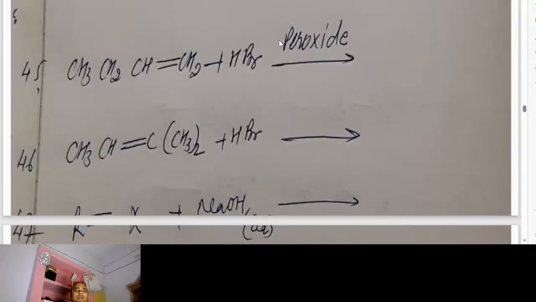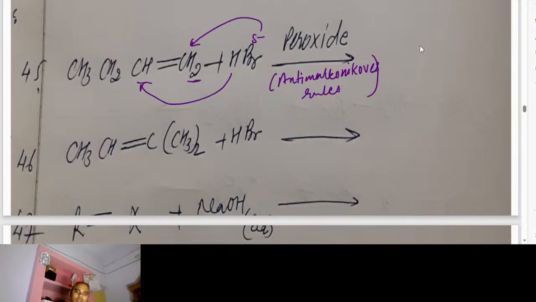Now here a double bond is there, student, and peroxide. So which rule are we going to follow, student? Anti-Markovnikov's rule, student, because peroxide is there. So we will follow the anti-Markovnikov rule. The negative part will go on that double-bonded carbon which has more hydrogen, so 2 hydrogens and 1 hydrogen. So here you see the product CH3CH2CH2CH2Br. So 1-bromobutane this will be.